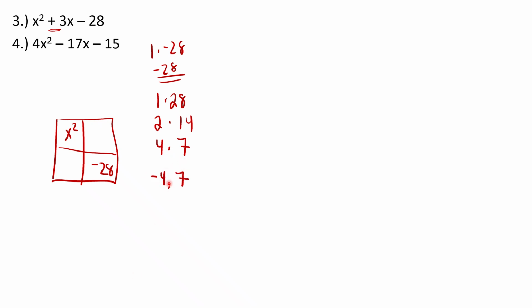If you want to do that, double check. This is where the negative comes back into play. Negative 4 times positive 7 is negative 28. So I got the negative 28, and negative 4 plus 7 is positive 3. So we'll put in the negative 4x and the 7x. That just lets us know how we're going to break it up.